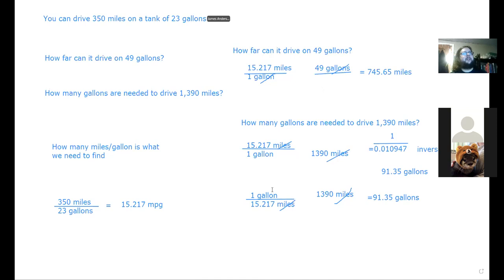And on this, you could kind of have guessed it somewhat because you had 745 miles for 49 gallons. Well, I'm roughly doubling my miles, so I'm going to roughly double my gallons. So it's going to be about 90 to 100 gallons. Okay. So that way you know you're in the ballpark, or if you're doing math wrong.